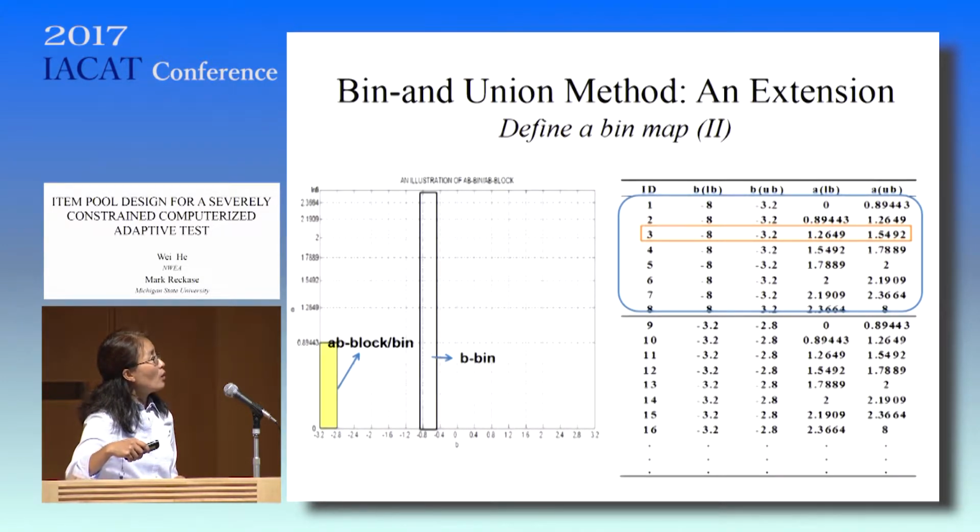So this is what we call the AB bin. Basically each block is an AB bin, and items within this AB bin are treated as equivalent in use. And we also have the B bin, but in the 3PL case, the B bin is a collection of several AB bins. So this is another view of the bin map.